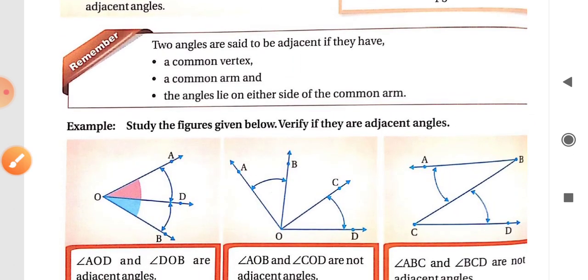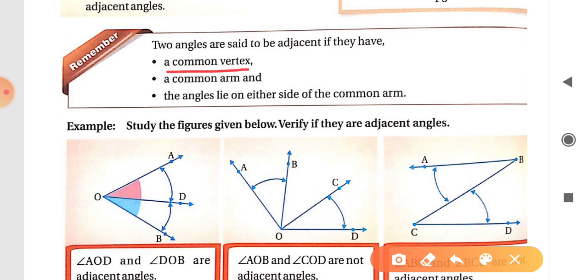Adjacent angles are those angles that have a common vertex. If two angles have a common vertex, then these are known as adjacent angles. And they have a common arm, and the angles lie on either side of the common arm. Two angles are said to be adjacent if they have a common vertex, a common arm, and the angles lie on either side of the common arm. Either side means opposite sides.